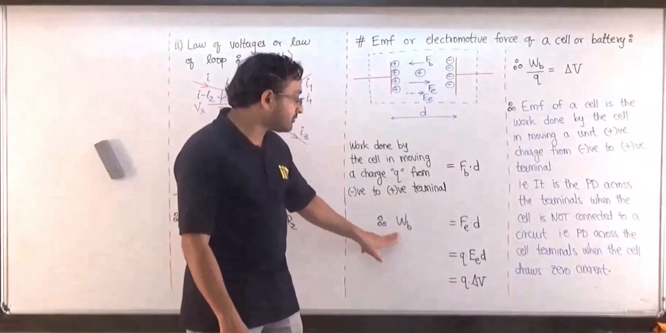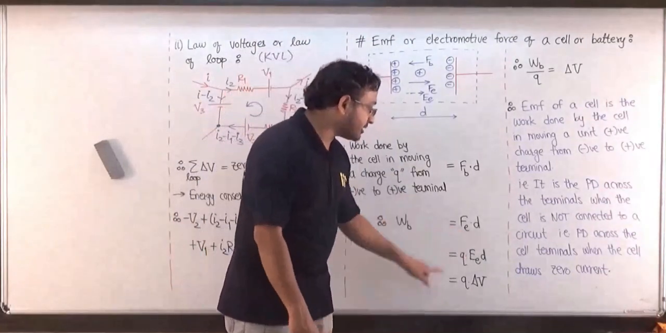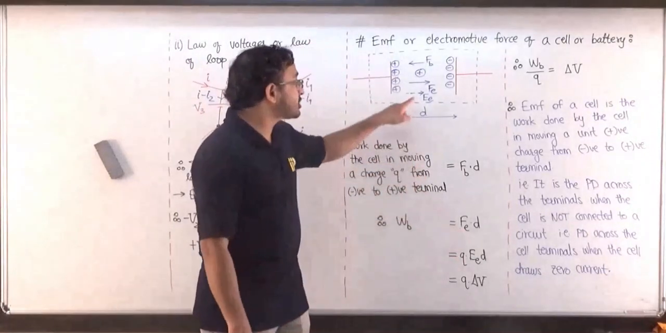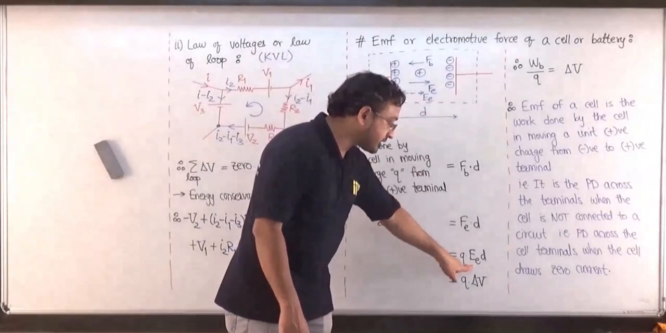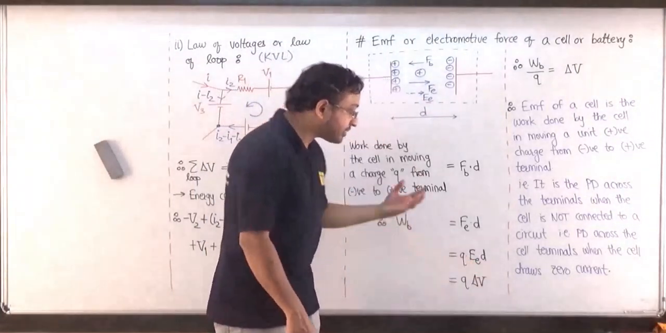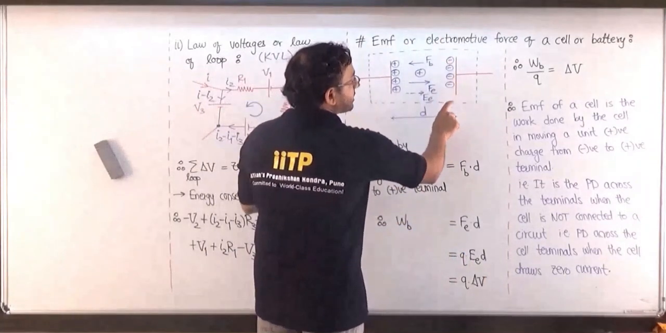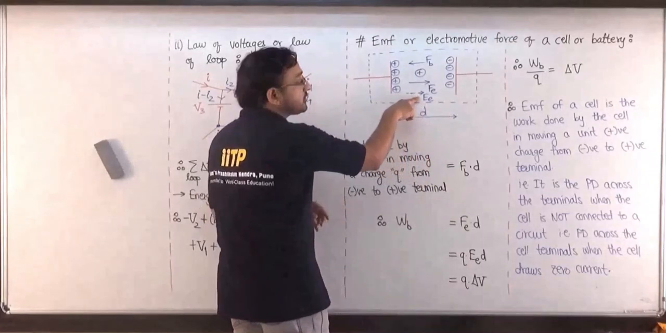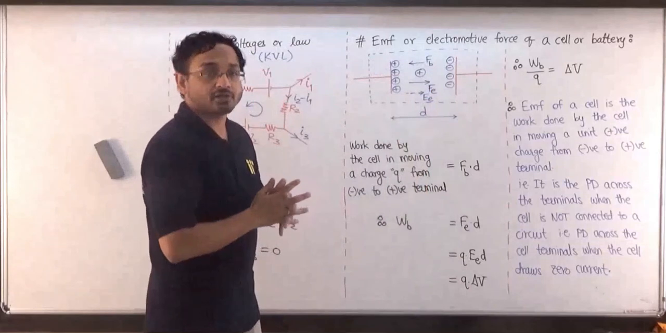So I get WB, the work done by the battery or the cell, equal to FE multiplied by D, but the electric force in magnitude will be given as Q times electric field. So that will give you Q times electric field multiplied by D. But we know the electric field here in equilibrium will be written as delta V divided by D. That is coming from electrostatics.